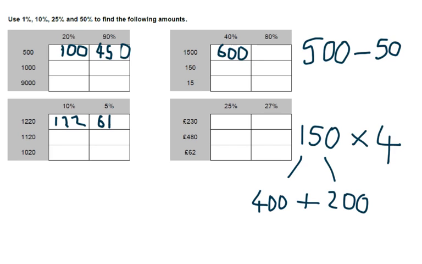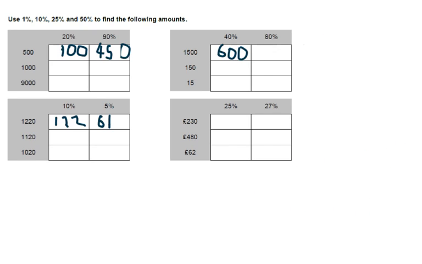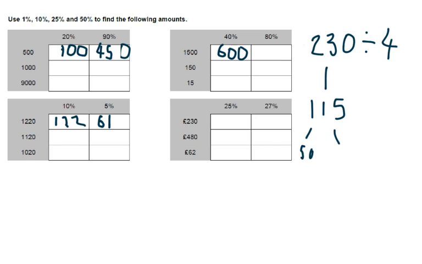Now, this last one's a bit trickier. 25% is not too bad. That's a quarter. So remember, to find a quarter, you are dividing by 4. So you would need to do 230 divided by 4, or half and half again. So half of that would be 115. Half of that, we're going to need a decimal here. Well, half of that is 50. Half of 15 is 7.5. So it's 57.5.